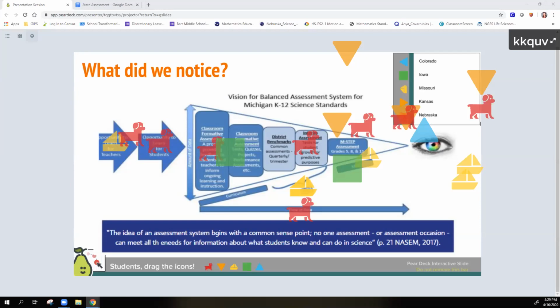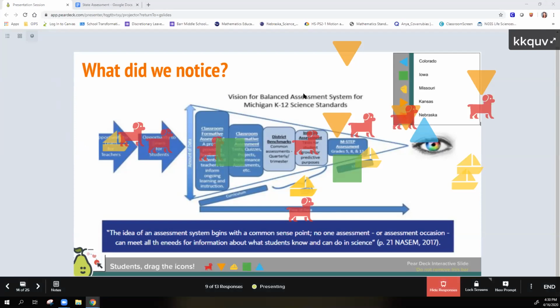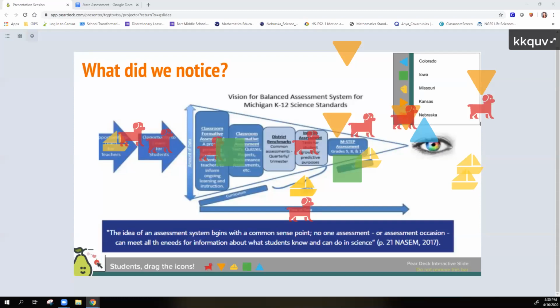I'll speak up. I think for the most part, everyone agrees in each state that the assessment system starts with formative assessment and ends with summative. But we just may have different stops along the way, and maybe our stops are in different orders.